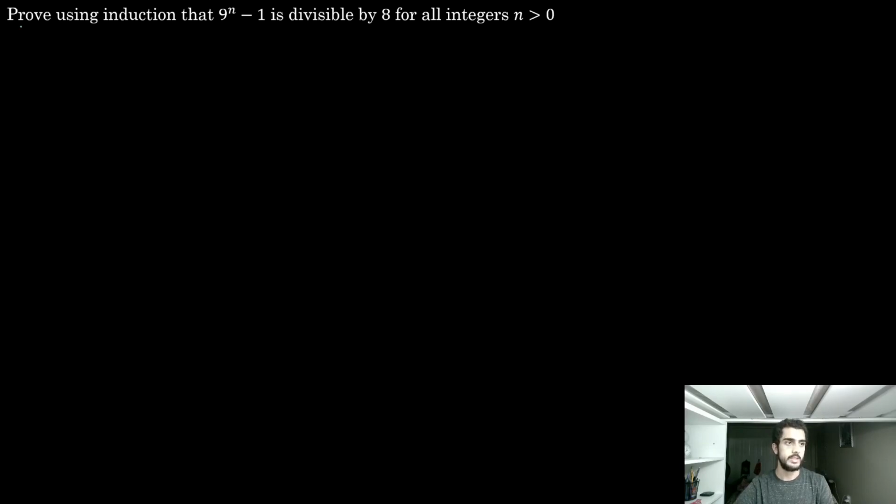So the problem is that we have to prove using induction that 9 to the n minus 1 is divisible by 8 for all positive integers, for all integers n greater than 0. So our statement here, that 9 to the n minus 1 is divisible by 8, we have to prove this for all positive integers, and the problem is we can't simply plug in all possible positive integers into the statement and show that it's divisible by 8, so we instead have to use a technique called weak induction.